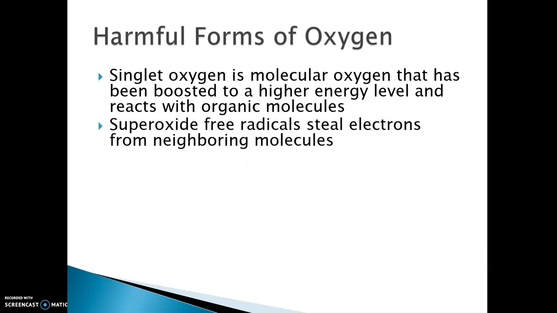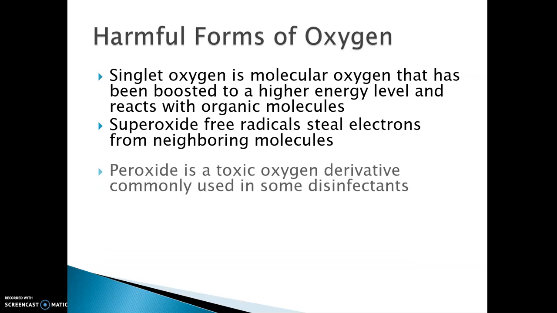Superoxide free radicals steal electrons from neighboring molecules, and that's basically oxidation. We get the word oxidation from the word oxygen. Oxygen is the reason that we age. Oxygen is the reason that fires happen. Oxygen is the reason that rust forms on metal. So oxygen, we definitely need it, but it can also cause some damage. It can cause some problems.